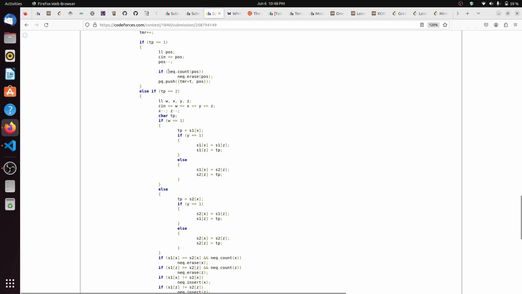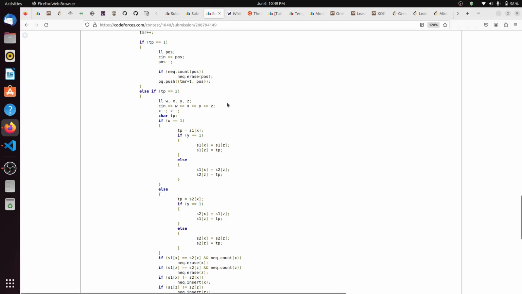Firstly, if this position index is in the NEQ set, then I'll erase it from there, since now it will not be considered as a not-equal position. Like, we will not consider it while comparing those two given strings. And the other thing we will do is push into our priority queue a pair with the position as the second element, and the first element would be the current timer plus t, since that particular position will be blocked for t seconds. So that's what we did for TP equals 1.